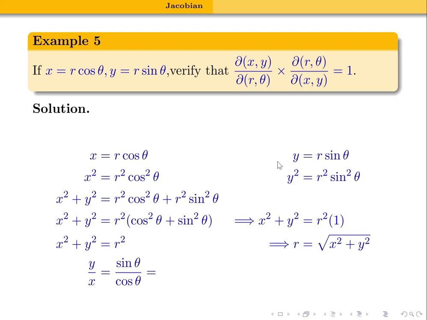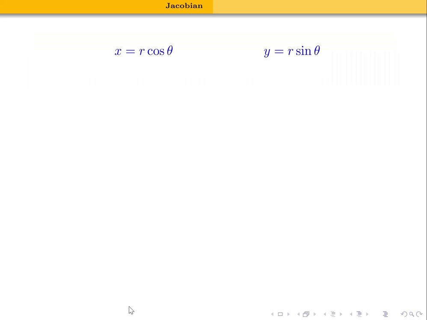Now y by x: we already know x is equal to r cos theta, y is equal to r sin theta. Dividing this equation by this, y by x is equal to tan theta. Therefore theta is nothing but tan inverse of y by x. So r is equal to the square root of x square plus y square and theta is equal to tan inverse of y by x. These four results: the first two are given in the problem itself. With the help of the first two results, we get r and theta.